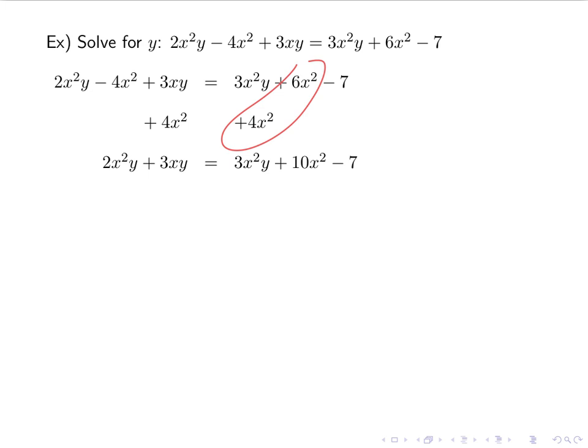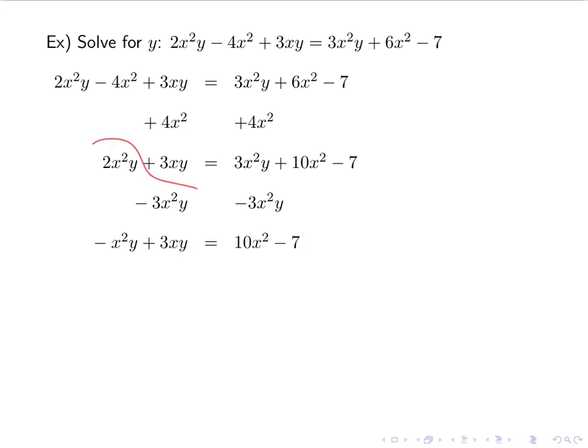On the left is the two terms that had the y. Next, we'll get rid of the y on the right to put it over on the left. So we'll subtract 3x squared y from both sides. And again, we can combine them over here. So we get negative x squared y plus 3xy on the left. Everything has a y. Equals 10x squared minus 7. Nothing has a y. So again, the whole reason to do that is so that I can factor it out on the left. So y times negative x squared plus 3x equals 10x squared minus 7.